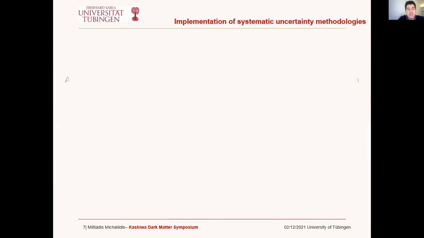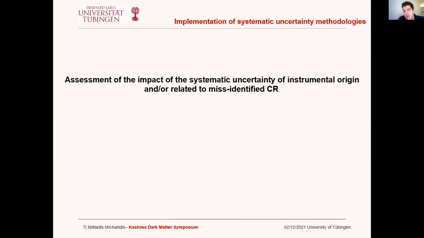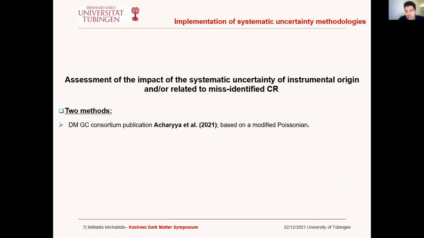And this brings me to the last results, which are connected to the systematic uncertainty. So we proceeded with an assessment of the impact of the systematic uncertainty of instrumental origin and/or related to the misidentified cosmic ray background. And we follow two different methodologies. The first one has already been proposed in the Dark Matter Galactic Center Consortium publication, Acharyya et al. 2021, which is based on a modified Poissonian function.